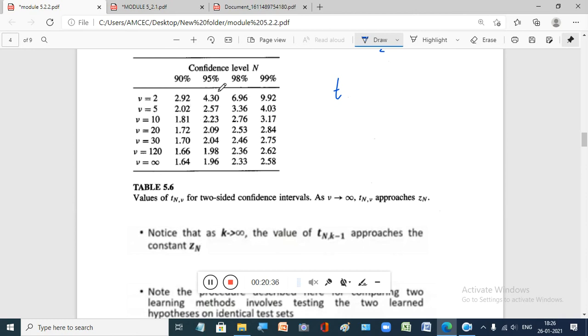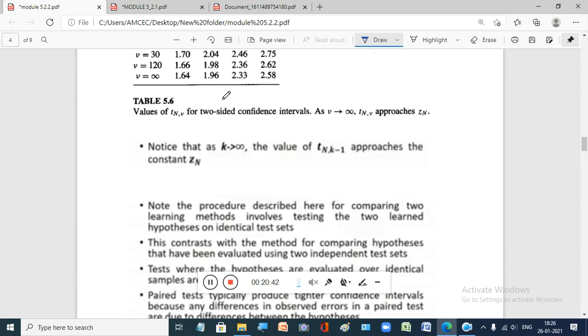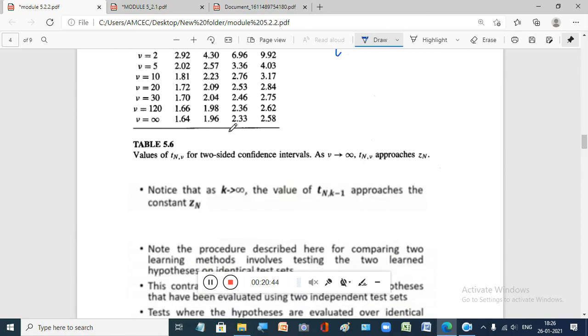We can see that as k tends to infinity, that is, as you make more and more partitions, this t of N comma k minus 1 approaches z, and so it becomes our z score value.